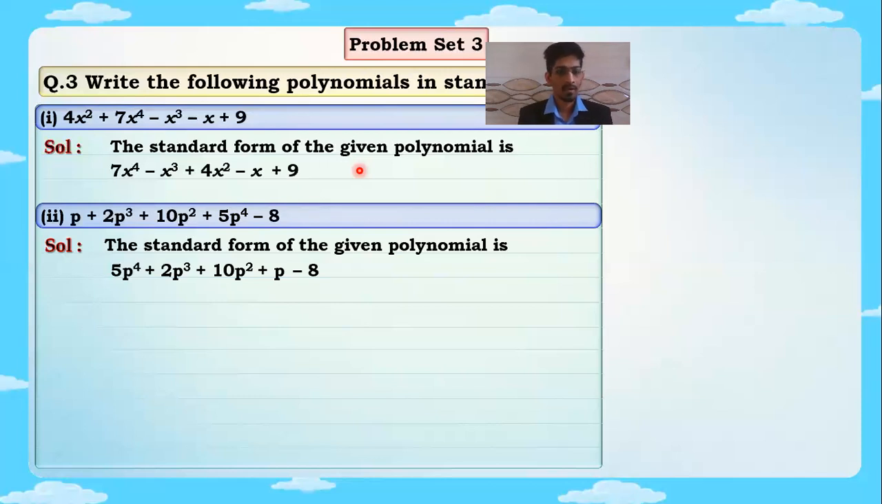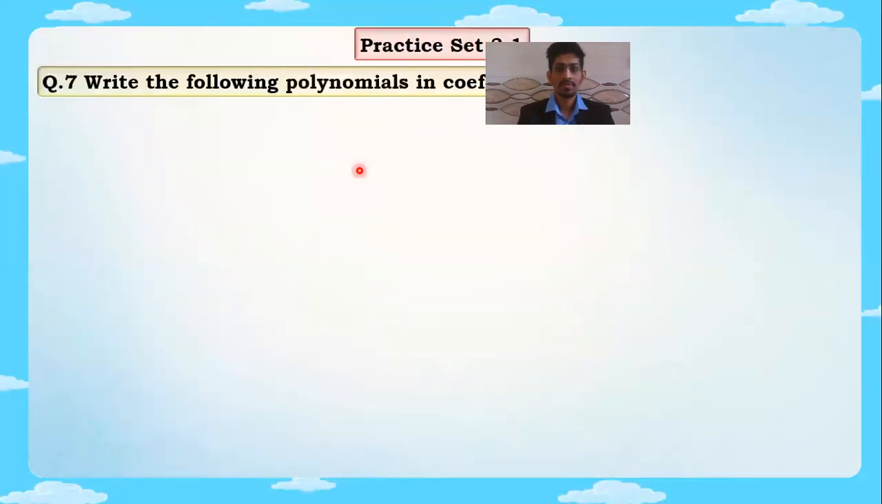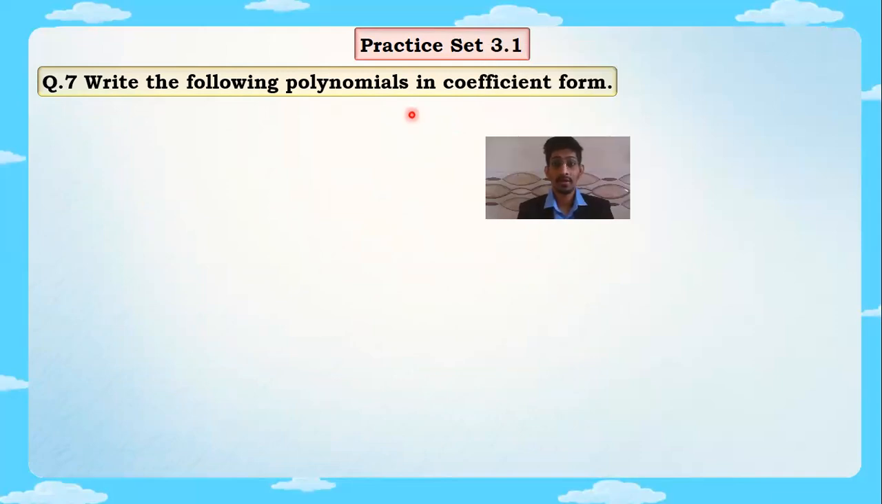Okay. Now after this students, let us start with question number 7, which says, write the following polynomials in coefficient form. That is the third form, coefficient. C मतलब क्या? Round bracket के form में लिखना है, right? So that third type of form.